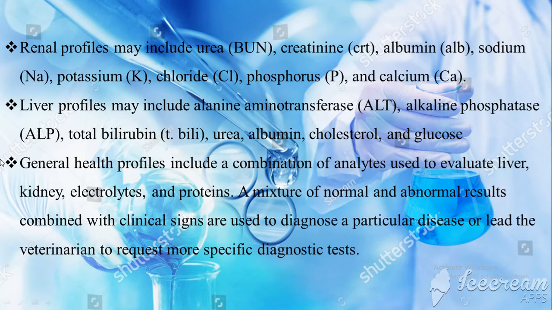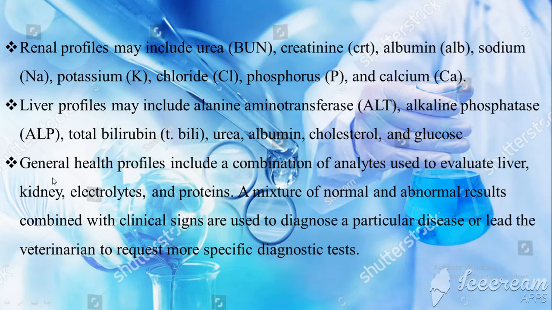In this situation, there's the renal profile. This is just to evaluate kidney function, for example including urea and creatinine and albumin, etc. Or I use the liver profile to evaluate just the liver function, including alanine aminotransferase and alkaline phosphatase, etc. So I mean this is just to evaluate single organs.